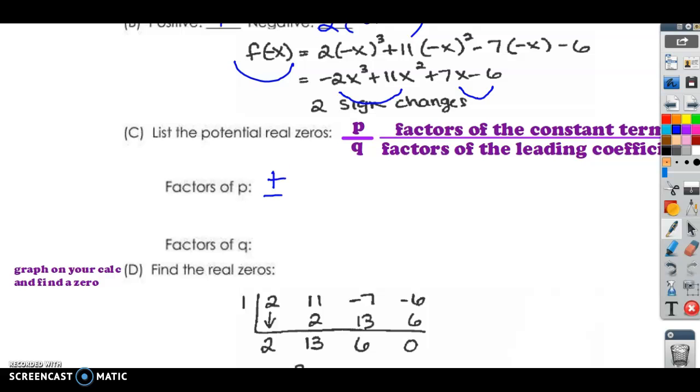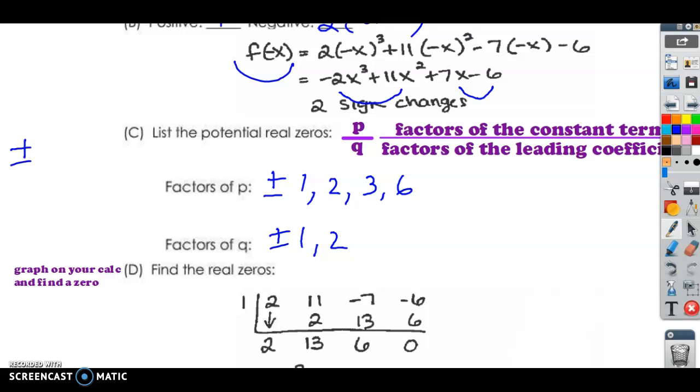What are the factors of P? P is the plus or minus 6. So what numbers go into 6? 1, 2, 3, and 6. And the factors of Q are just 1 and 2, right? Plus or minus 1 and 2. So all the potential zeros, I have to list them out. Okay, I'll put them right here.